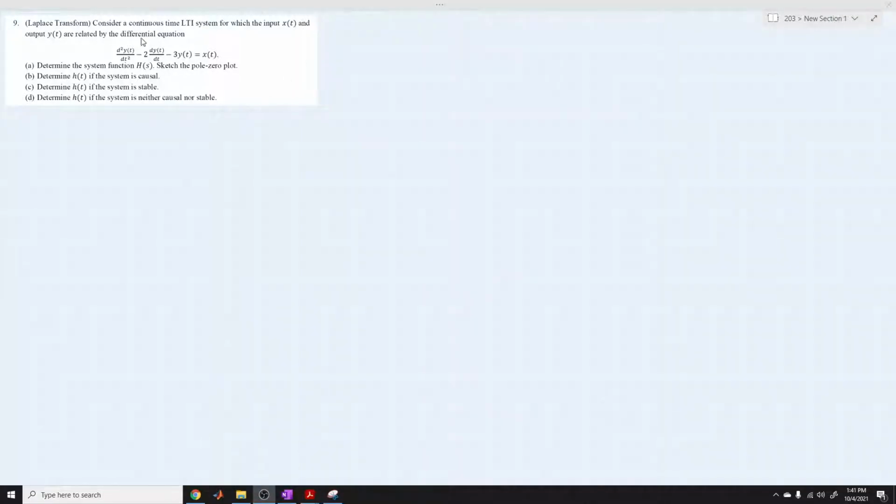All right, back with question 9. Consider the CT LTI system with input x of t and output y of t related by this second order differential equation. We want to figure out the system function H of s, and then we want to determine h of t for a couple different requirements: causal, stable, and neither causal nor stable.